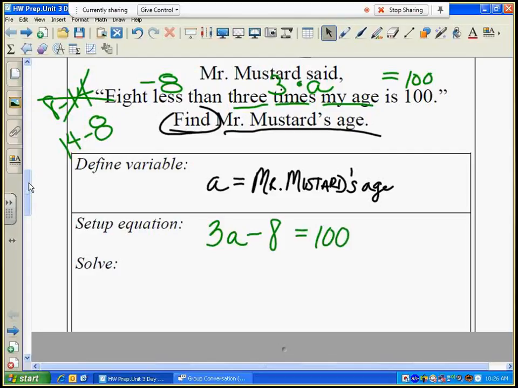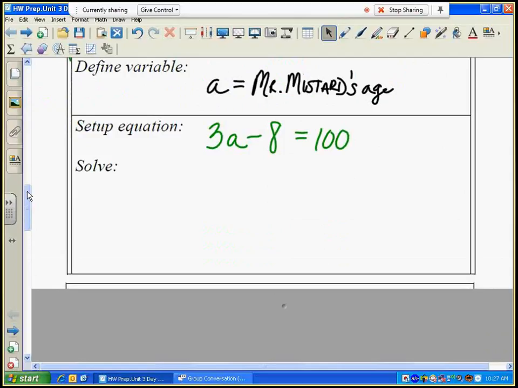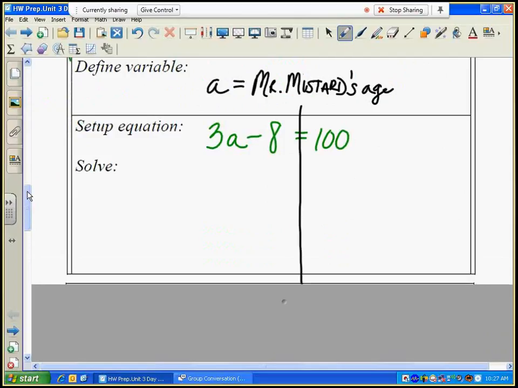All right, now let's pause here and read this back. This says 8 less than, so minus 8, 3 times my age, 3A, equals 100. All right, now let's begin to solve it. Vertical line here. I'm going to be able to add or subtract away things first. So I'm going to get rid of that minus 8 by adding an 8 on both sides.